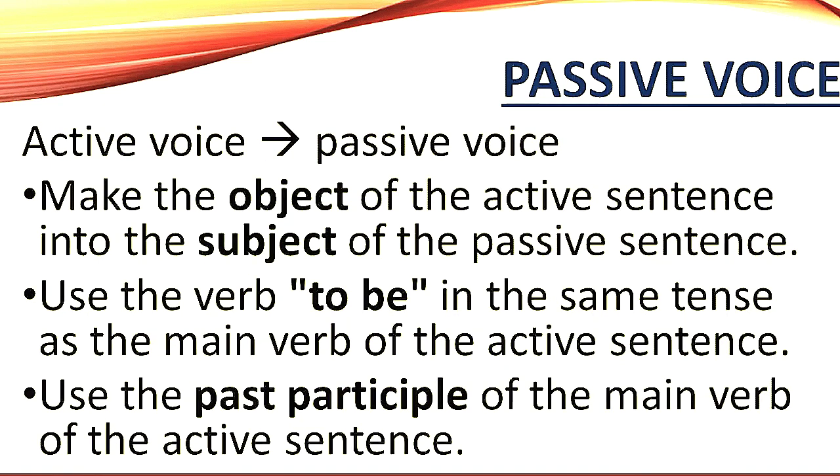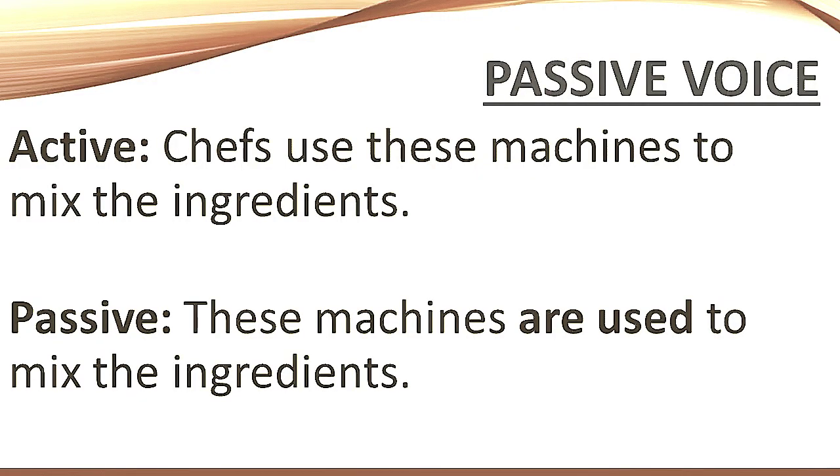To change the active voice into the passive voice, make the object of the active sentence into the subject of the passive sentence. Use the verb to be in the same tense as the main verb of the active sentence. Use the past participle of the main verb of the active sentence. Take a look at these examples.